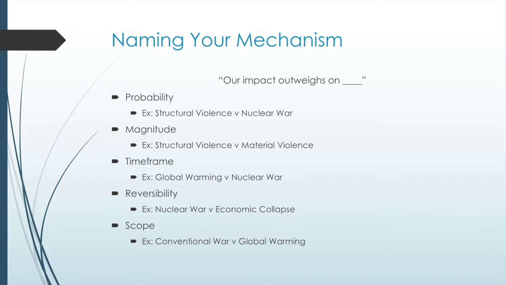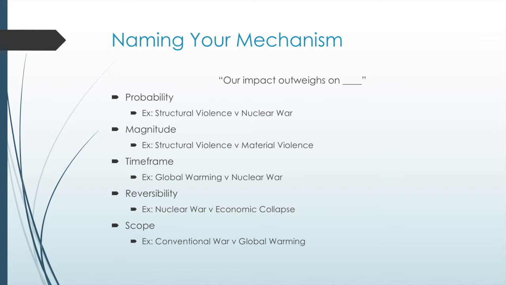But then this next one is magnitude. Magnitude is the severity of the impact, how severe or how strong the effect is on individuals. So the example here is structural violence versus material violence. This is one that is less clear than the probability example that I gave. It's one that is an ongoing discussion that you'll hear either side be taken in debate.